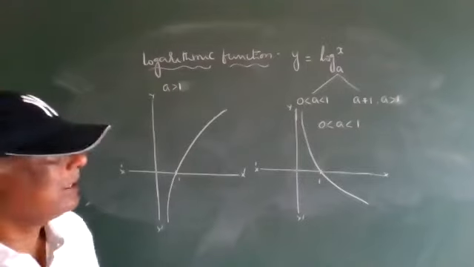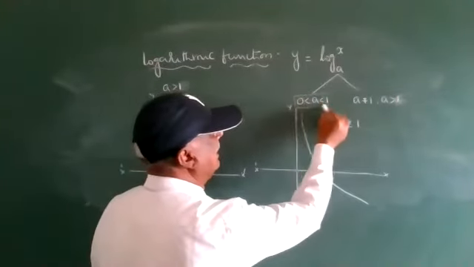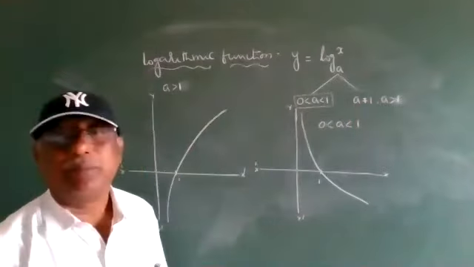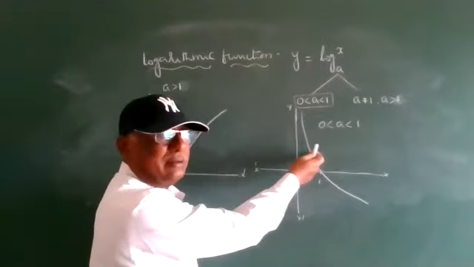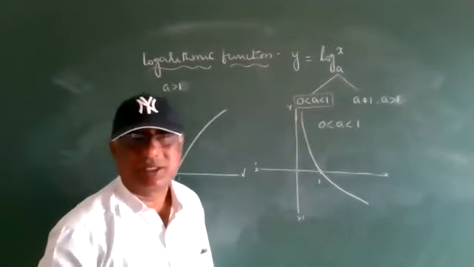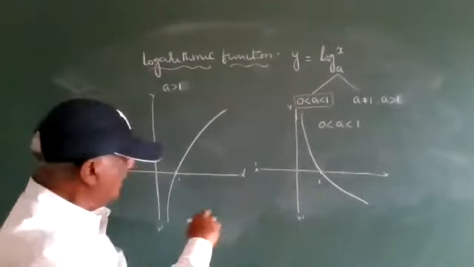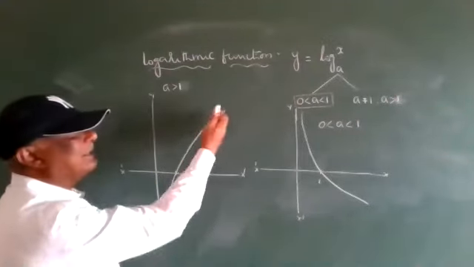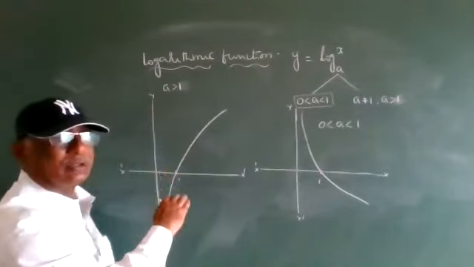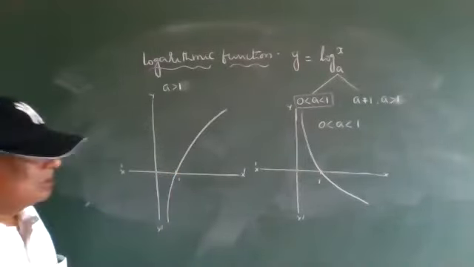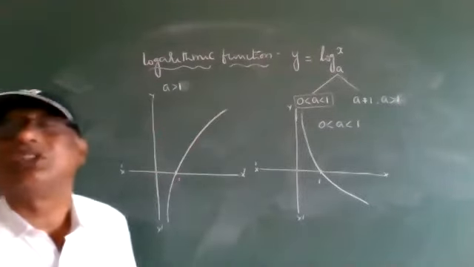Please reverse this. Here, one condition: a should lie below 1. Below 1, the graph is like this one. The graph is like this one, which means the inequality will change. Okay? So greater than 1 is like this one only. So the inequality never changes, greater than 1. So the inequality will change for below 1.